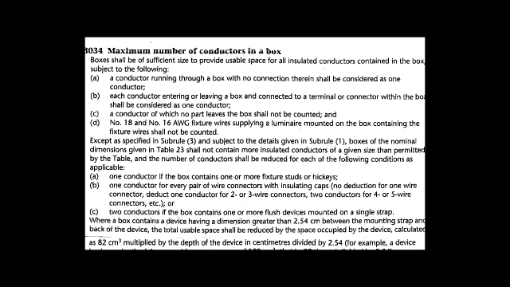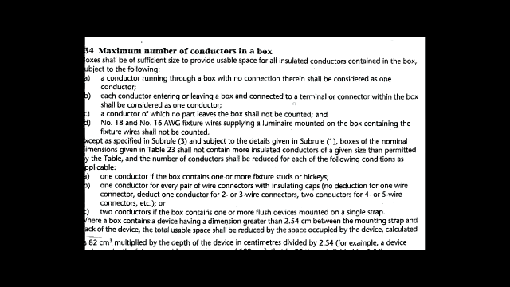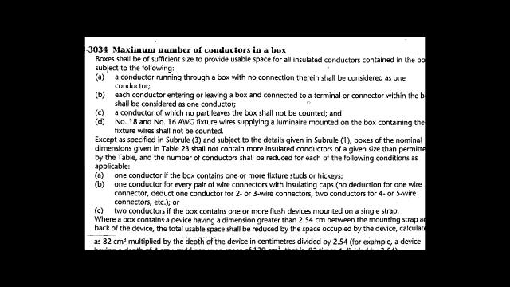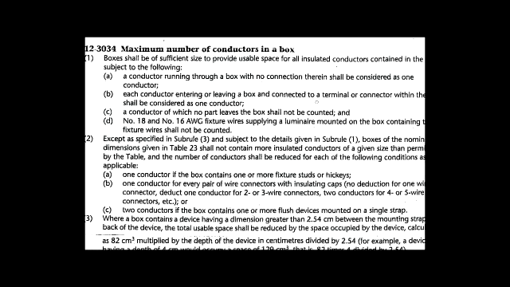Because here's a wire, or conductor, I keep calling it wire. Here's a conductor entering the box and leaving the box, so it goes through the box, and it's not connected anywhere to anything. So one of those should be counted as one conductor. So we have two of those running. So this box right now, as it is, contains two conductors. Now let's see here. Each conductor entering or leaving a box and connected to a terminal or connector within the box shall be considered as one conductor.